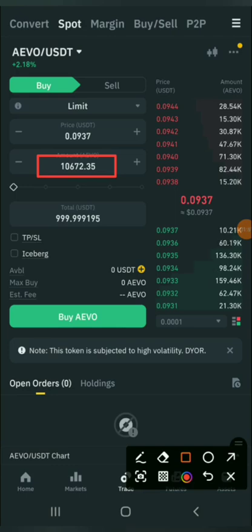So after selling this AEVO that we bought at a cheaper price using USDT, we're going to sell it back to BTC, so that we can have a little profit, since BTC is buying it at a much higher price. All right, so now let's head over to AEVO BTC, since we now have 10,672.35 worth of AEVO.